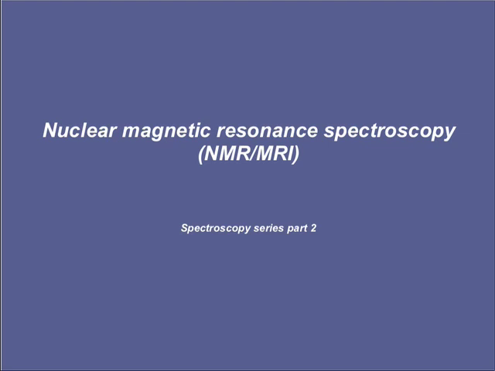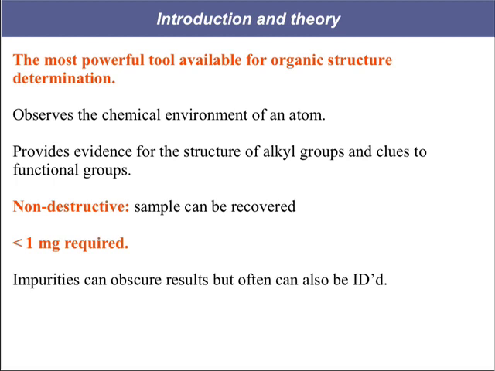We're probably going to do this lecture in two parts because there's a ton of information in it, and there is a logical break point between the first part, which is more simple, and the second part, which is more advanced. So NMR is really the most powerful tool available to us in organic structure determination.